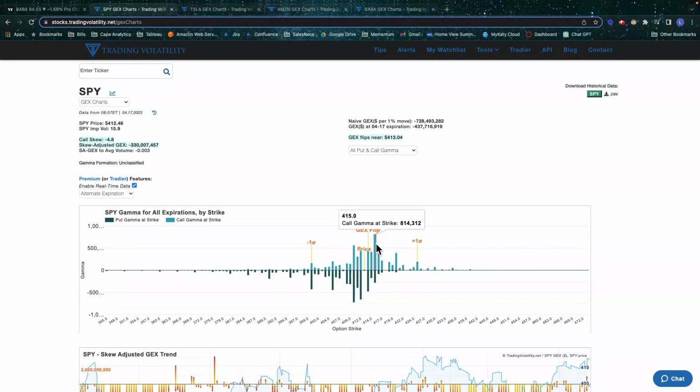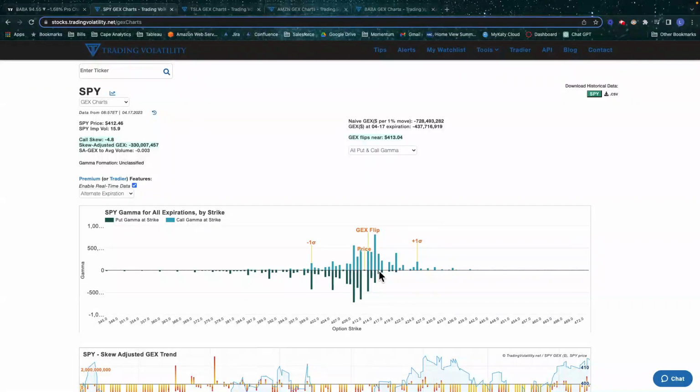As you see here, we have strong resistance for the S&P 500 at 415. Beyond 415, liquidity drops off down to 418. You can see there's a strike over here at 420 to pay attention to. We're also seeing some put action right here. We're in an area of low liquidity, so we're going to start moving in a direction, either up or down.